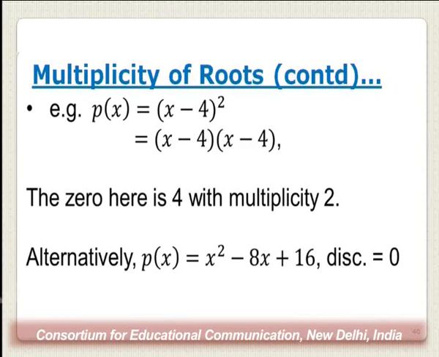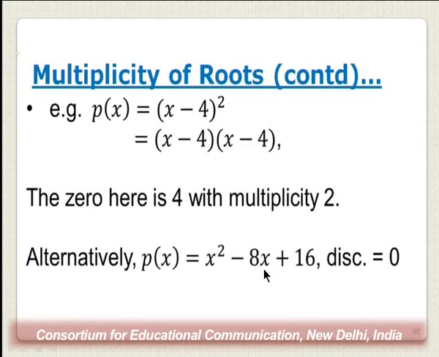Suppose a polynomial is given by p of x equal to x minus 4 the whole squared. This is a quadratic, as all of you would know. Now, this I can write as x minus 4 times x minus 4. So, we have two factors here, both of which will give us the root 4. So, there's a distinct root x equal to 4, but it is a repeated root in the sense that it has multiplicity 2. The 0 here is 4, which is occurring twice.